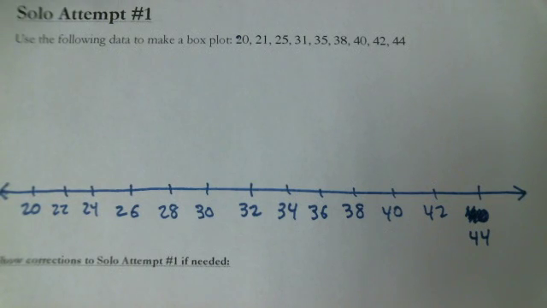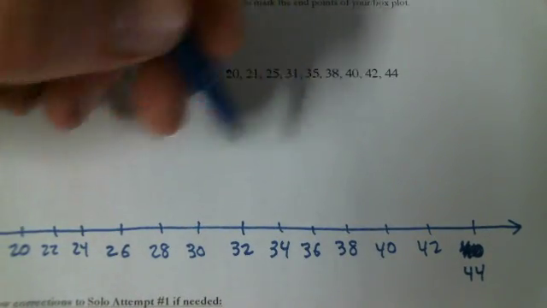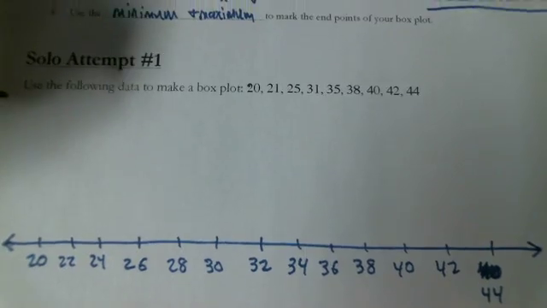You're not always going to see those numbers, and that's okay. For example, I don't see 21 or 31 or 35 on this number line. That's okay. I still know where those numbers are. So let's go ahead and start to find the different parts of our data.